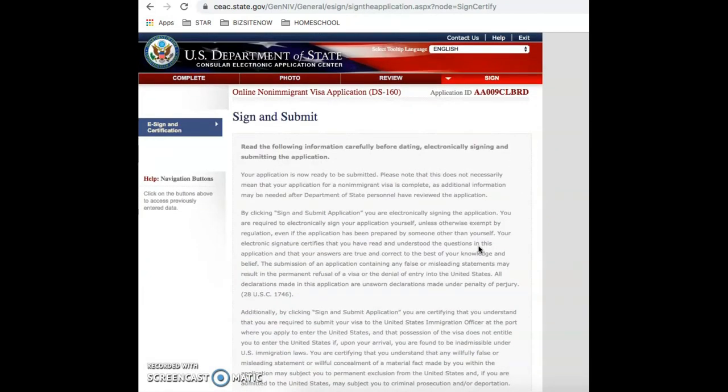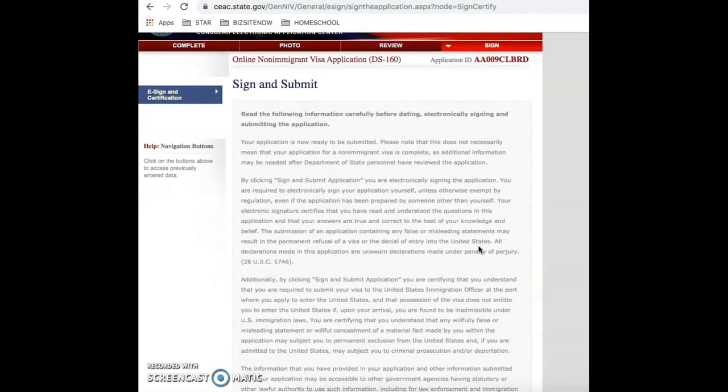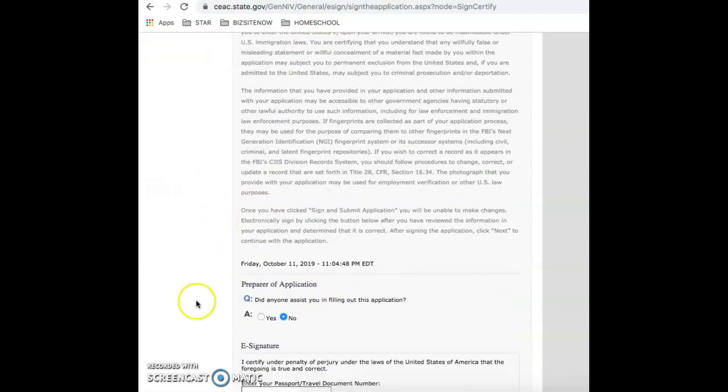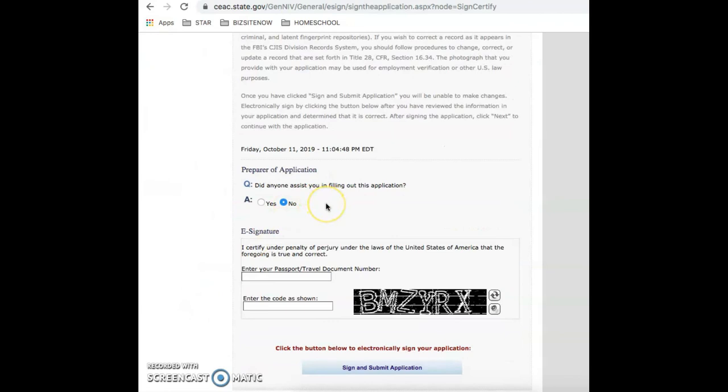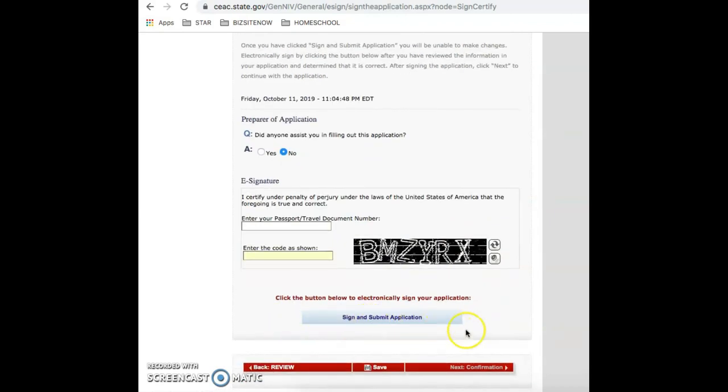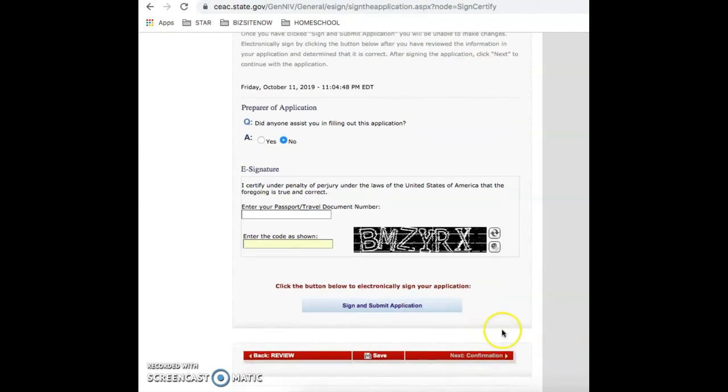So, ayan, nandito na tayo sa sign and submit. So, you just read this. And then, did anyone assist you in filing this application? No. And then e-signature, you just have to put yung passport number nyo dito, saka yung code na nakikita nyo dito sa right. Lagay nyo lang dito. And then click sign and submit application. Of course, hindi ko na siya i-click because I only did this for sample purposes. And then after that, you click next confirmation.